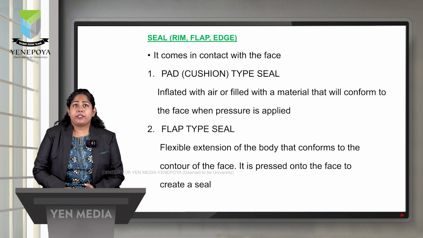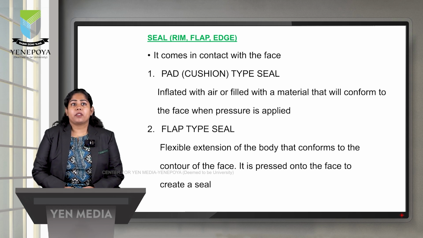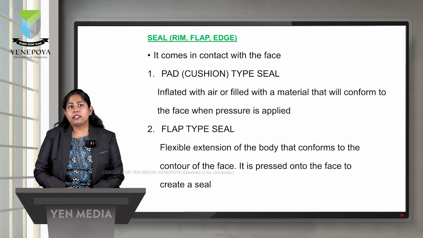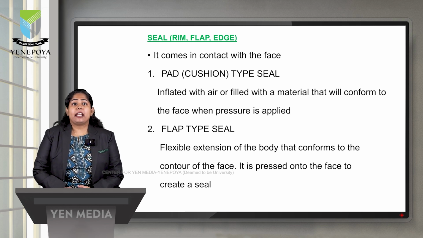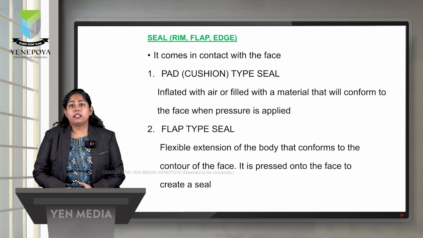The seal. It is also called a rim, flap or edge. It comes in contact with the face. It consists of two types of seal, a pad type seal and a flap type seal. A pad type seal is inflated with air or is filled with a material that will conform to the face when pressure is applied. And a flap type seal is a flexible extension of the body that conforms to the contour of the face. It is pressed to the face to create a seal.